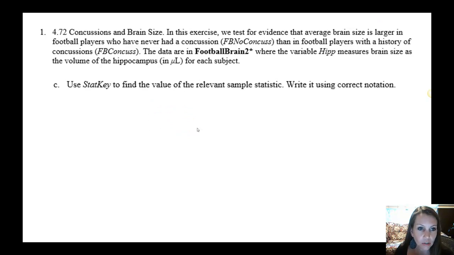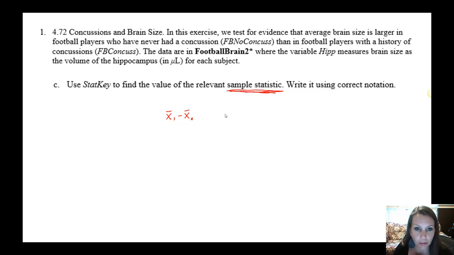The next part says use StatKey to find the value of the relevant sample statistic and write it using correct notation. So in this case, remember we are comparing two means. Our goal is to compare two population means, and our best guess at those population means is going to be the sample means. So the sample statistic that we're interested in when we're comparing two means is going to be x bar 1 minus x bar 2.